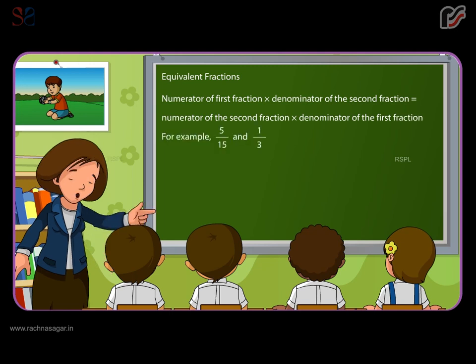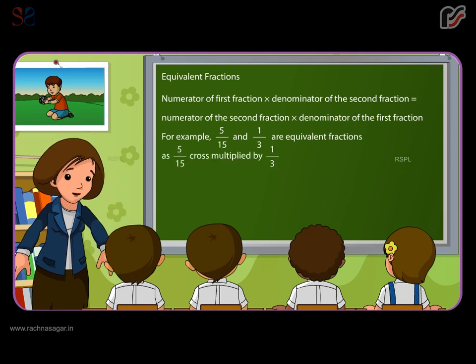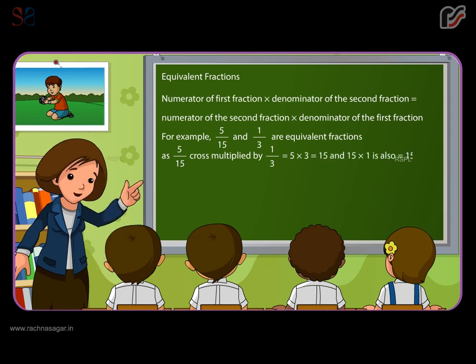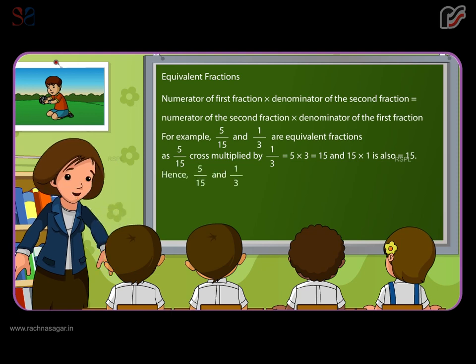For example, 5/15 and 1/3 are equivalent fractions, as 5/15 cross multiplied by 1/3 gives 5 into 3, which is equal to 15, and 15 into 1, which is also equal to 15. Hence, 5/15 and 1/3 are equivalent fractions.